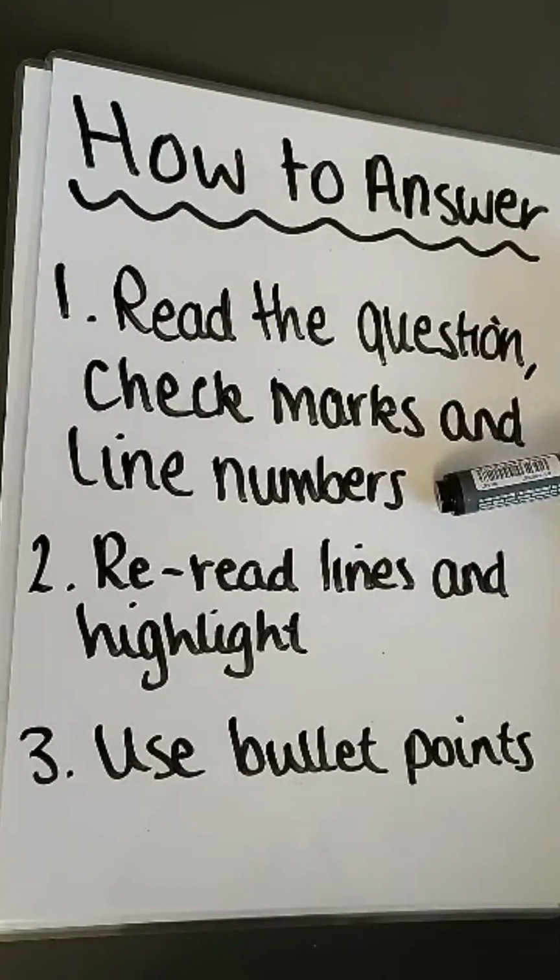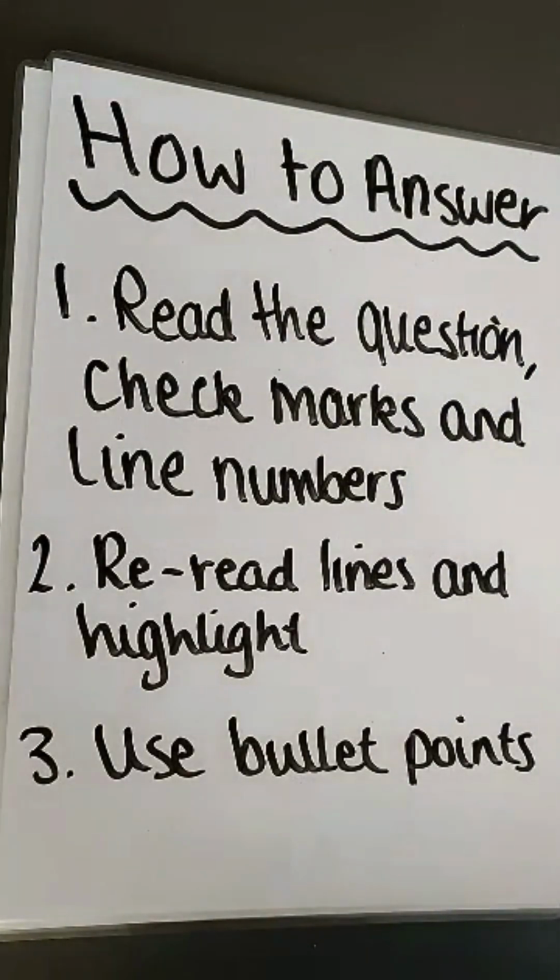You're then going to double check the line numbers as well, and you're going to in some way highlight this or bracket it off so that it's really clear to you what part of the passage you are going to get your answers from.